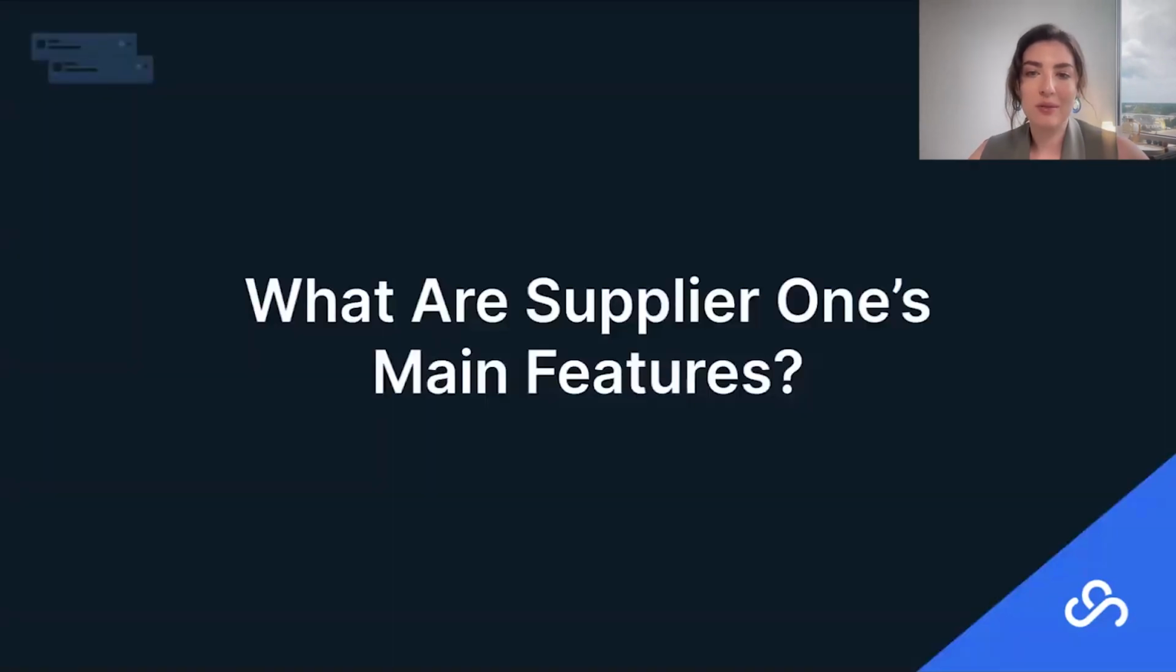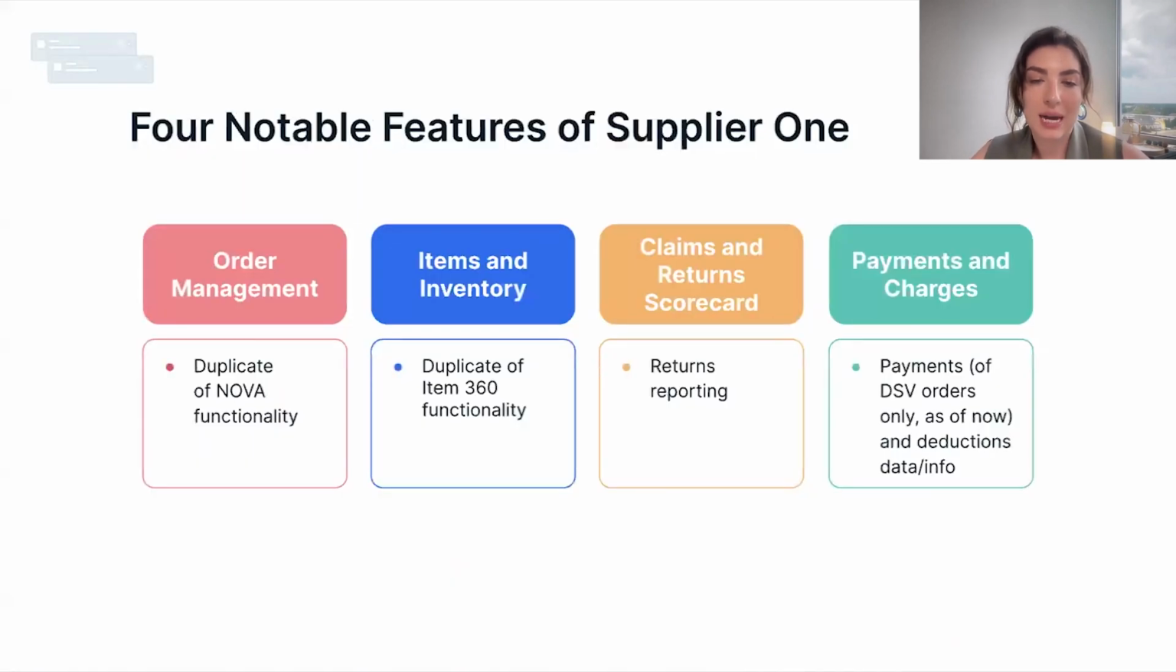All right, now let's talk about what some of those Supplier One main features are. So there's 4 main categories as of today. There's order management, there's items and inventory, there's claims and return scorecard, and payments and charges. So order management looks like there's some duplications of the Nova functionality, but as what Walmart has said currently, Nova is not going away at this point. We have seen items in inventory that is much more of a duplicate of the Item 360 functionality, and they have decided to move Item 360 away.